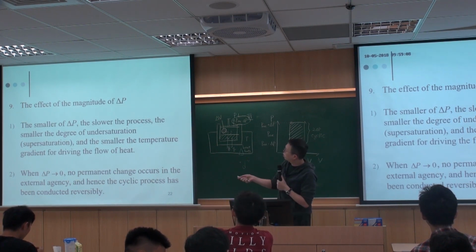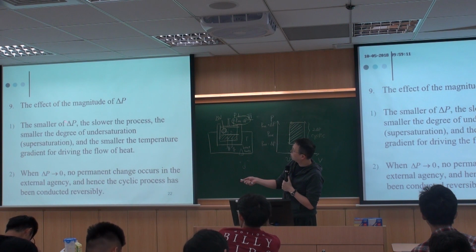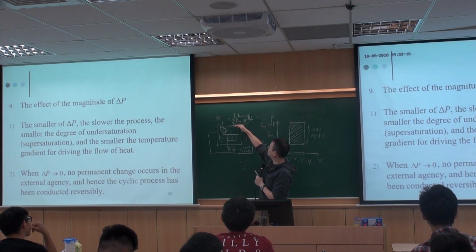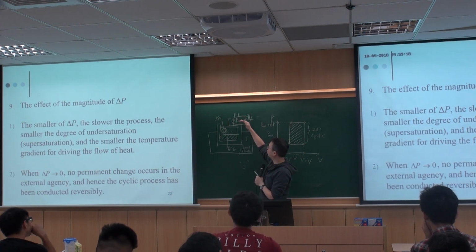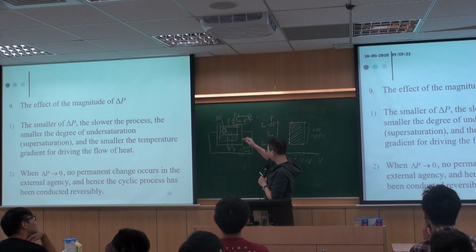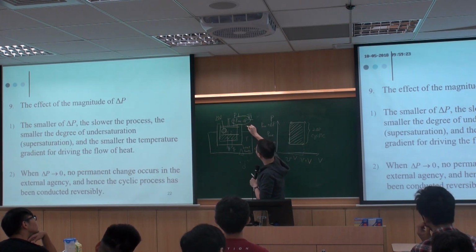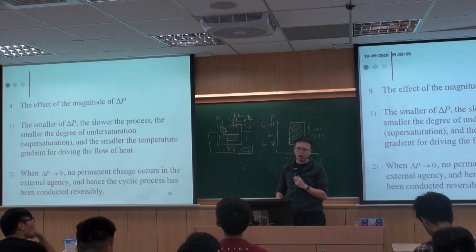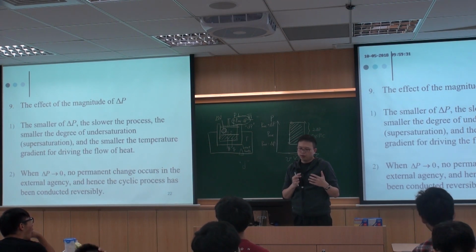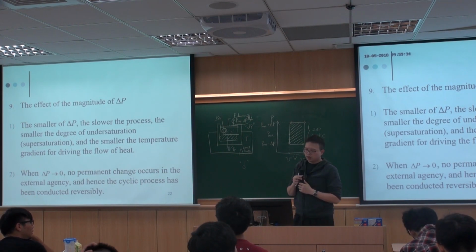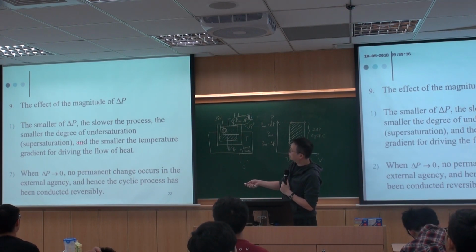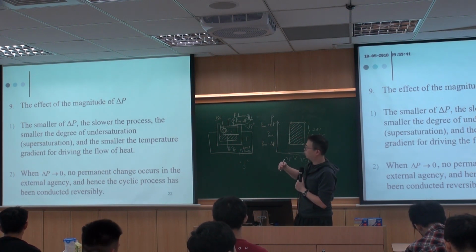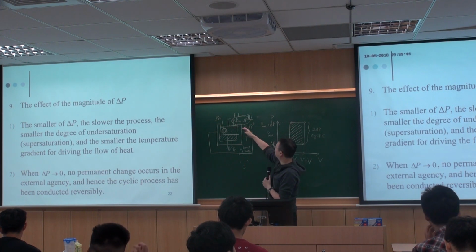And therefore, the smaller the delta P, the slower the process, which means that you don't suddenly reduce the pressure or suddenly increase the pressure; you only increase the pressure gradually, for instance, using dP. If this pressure change is very, very small, then you can make sure that during the process there's no undersaturation or supersaturation, and at each point the system is in equilibrium with these external forces.